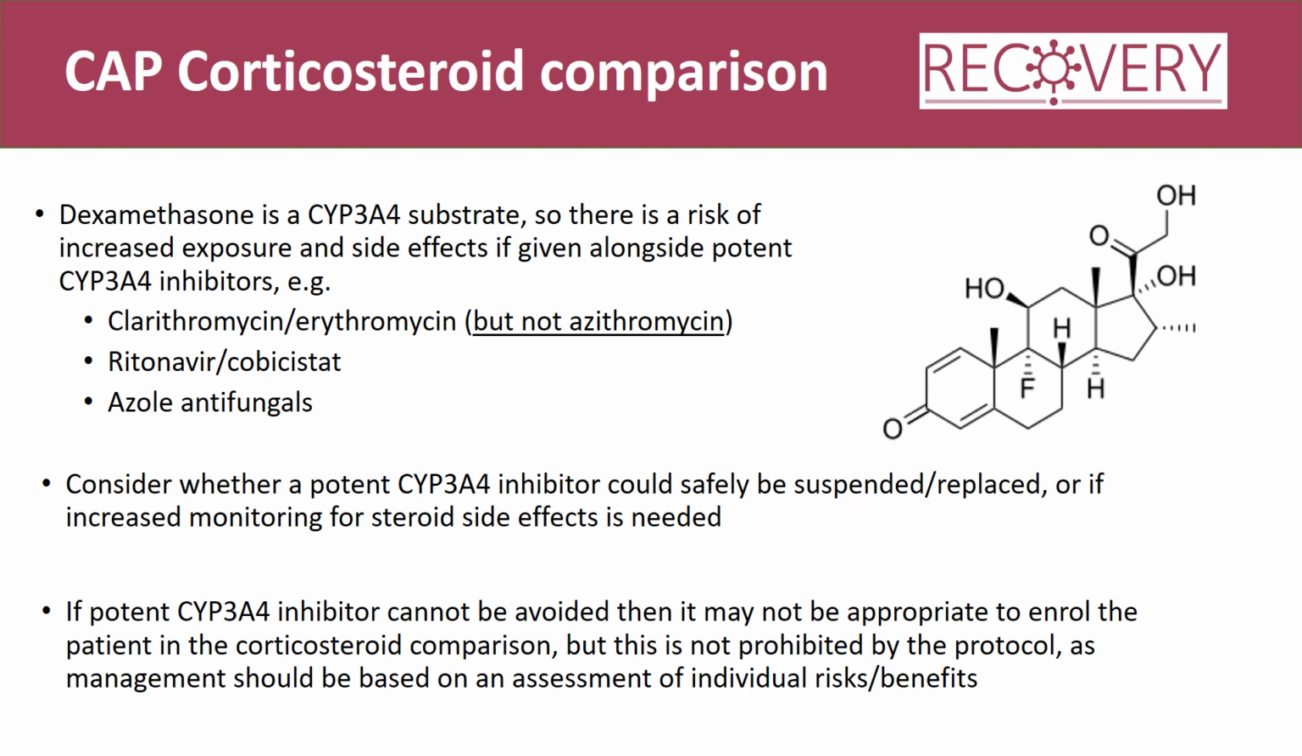Dexamethasone is a CYP3A4 substrate, so there's an increased risk of exposure and steroid side effects if it's given alongside potent inhibitors, for example clarithromycin or erythromycin, which are of particular relevance as they're often used for the treatment of CAP. But note that azithromycin, another macrolide, has a similar spectrum and is used for CAP treatment, but it doesn't interact with dexamethasone. Other major inhibitors include ritonavir and cobicistat, often found in antiretroviral regimens, and azole antifungals.